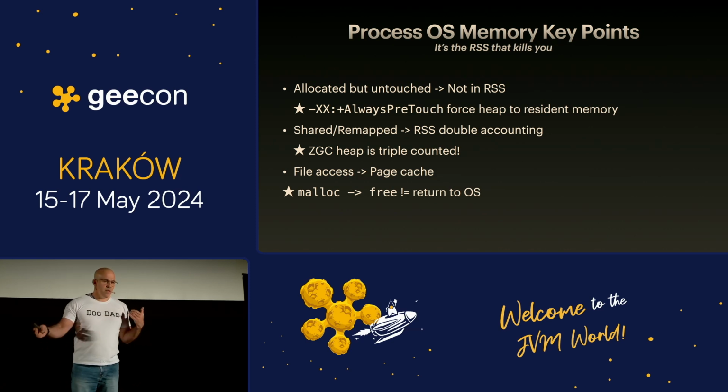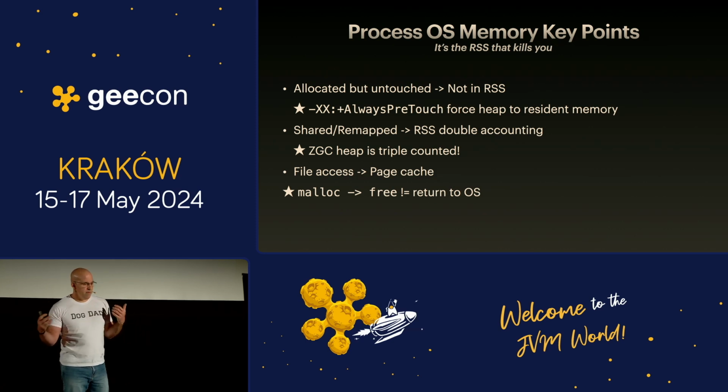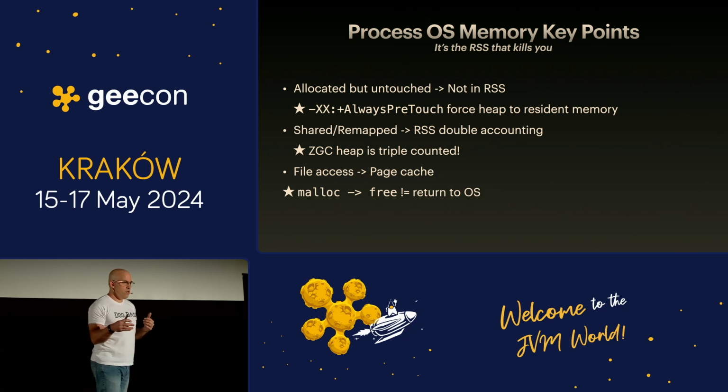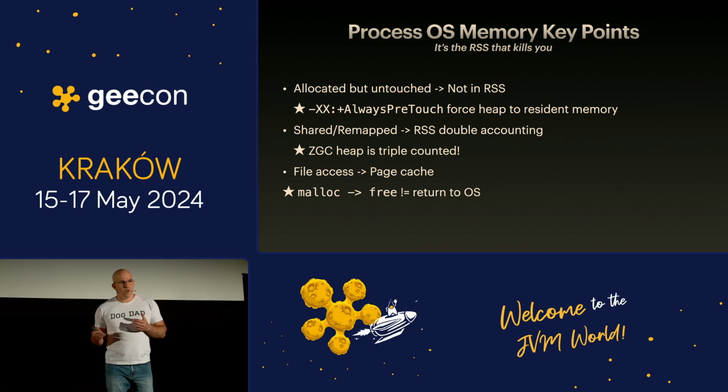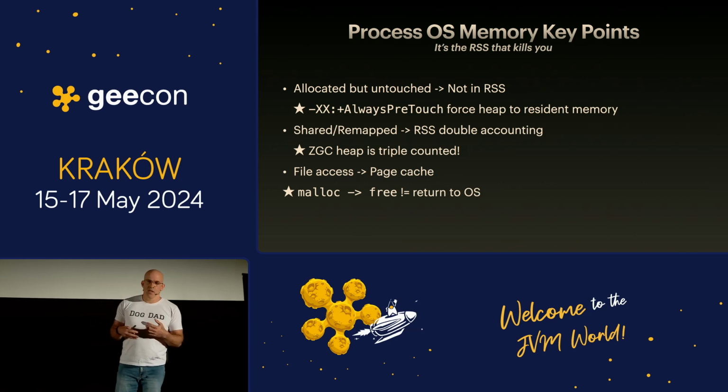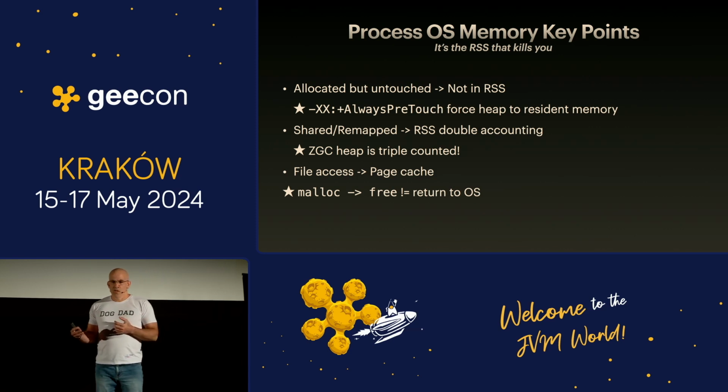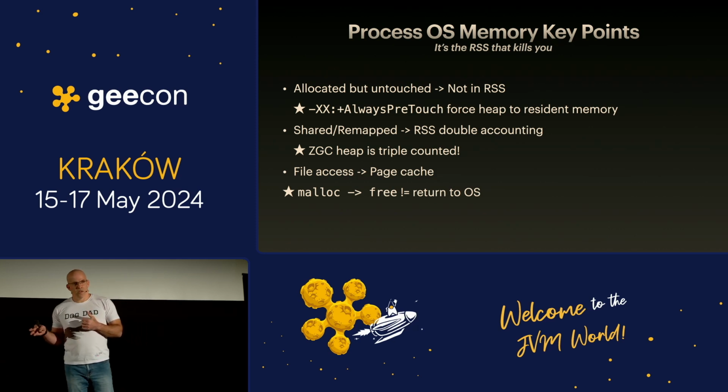When you allocate memory in C, or just in the olden days, and you don't use it, nothing happens. It's not part of your RSS. Only once you start touching it does it come into memory. So you can use AlwaysPreTouch as an option to force the heap into resident memory. People use it in latency-sensitive applications because they don't want the memory to come in late in the lifetime. I recommend people use it because it prevents surprises.